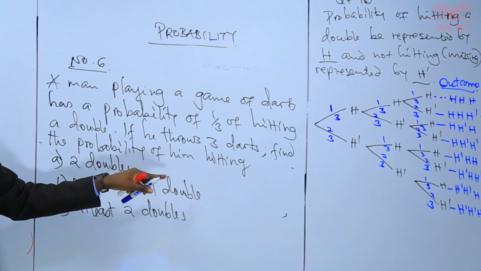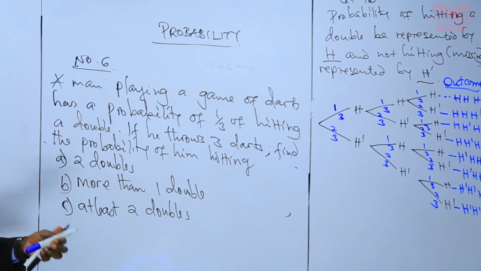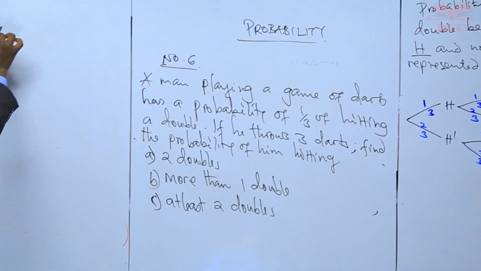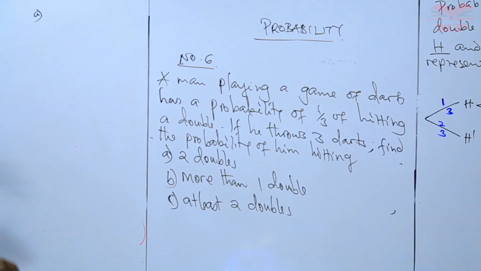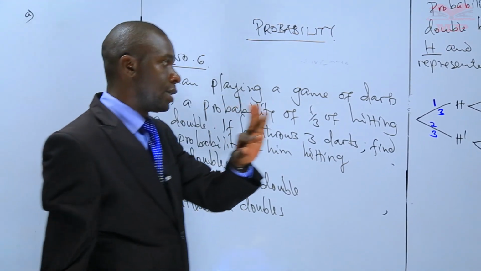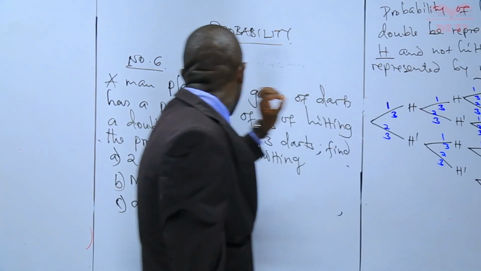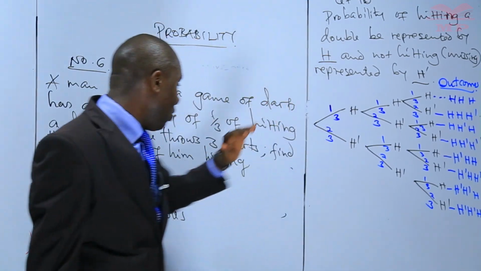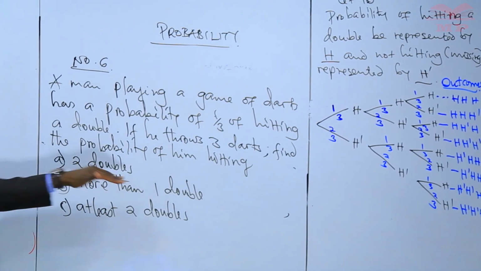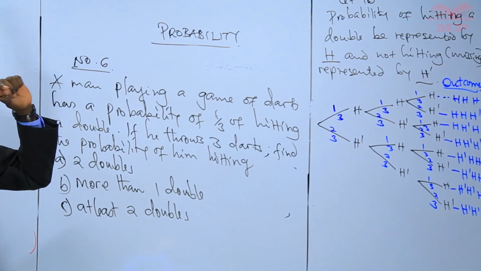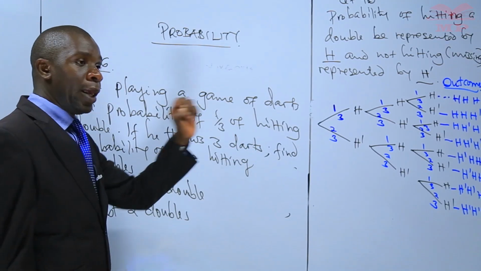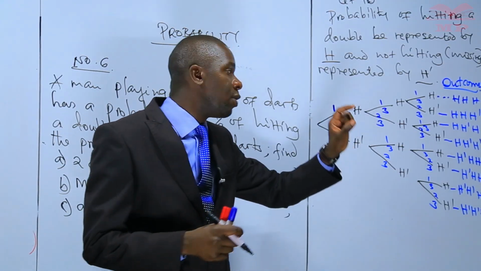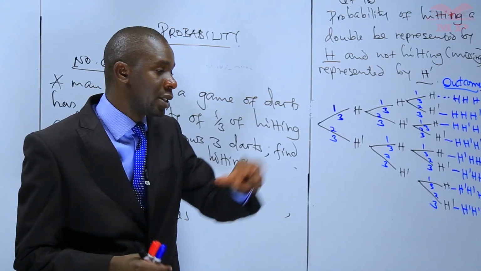What is the probability that he hits 2 doubles? So this is A. We are looking at a probability that we have 2 out of 3 hits. Remember, this particular player has thrown this dart 3 times. So if we ask what's the probability of 2 doubles, we are actually looking at the probability of 2 hits. If there are 3, only 1 should not be a hit. So we are looking at a situation where we have 1 not hit and 2 hits.